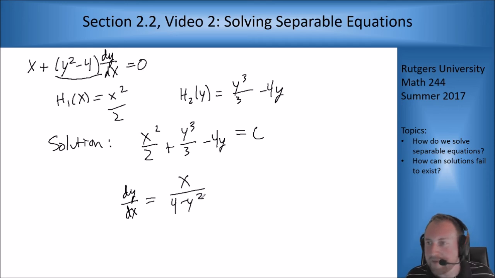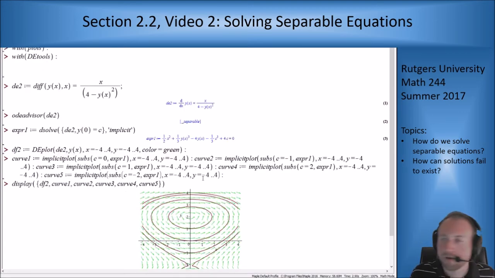Now, to show you what happens here, I made up a Maple worksheet that talks about what's going on and shows this equation. So let's go take a look over at the Maple. All right, so here is the differential equation we had on the previous page. dy/dx equals x over 4 minus y squared. That's the equation we have there.